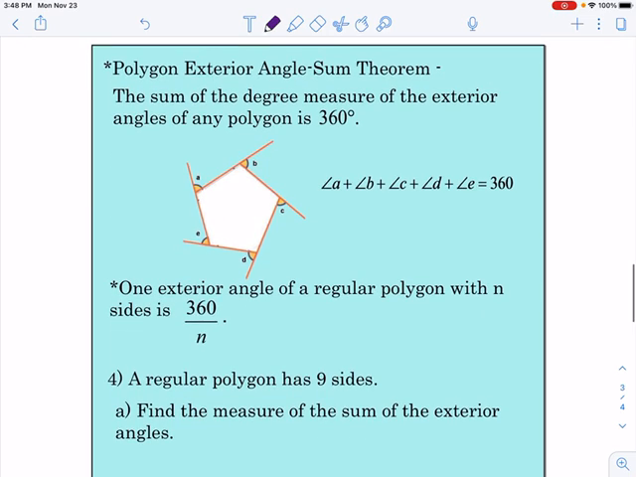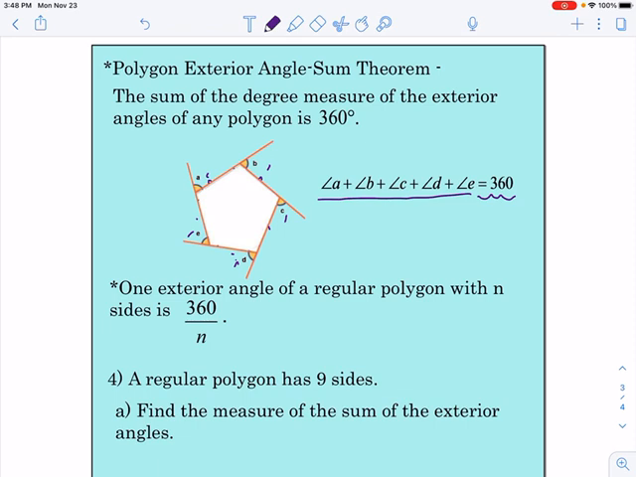Now we're going to switch from the interior angles to the exterior angles. The polygon exterior angle sum theorem says the sum of the degree measures of the exterior angles of any polygon, doesn't matter how many sides it has, is 360. In this picture I have 5 sides, which means there are 5 exterior angles. Take them all together, add them up, and it's going to equal 360.